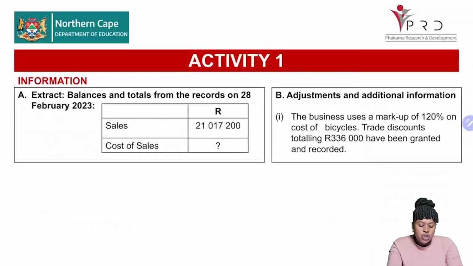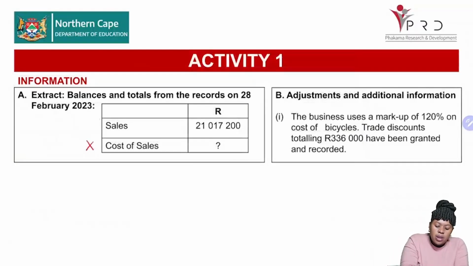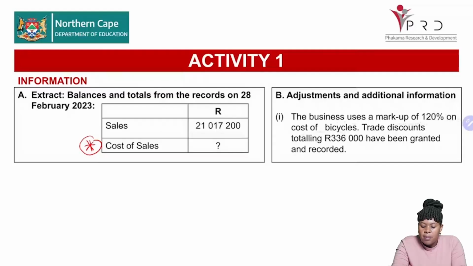The first thing you need to calculate is the cost of sales. They've given us information here. They've given us our sales, and the adjustment says the business uses a markup of 120% on the cost of the bicycle. Trade discounts totaling 336 have been granted and recorded. So you have to look for the cost of sales. I'll give you 3 minutes to quickly attempt this question, and I will see you in 3.